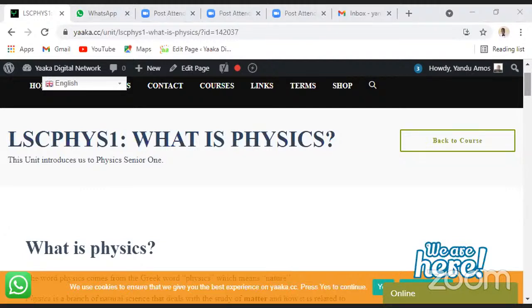The first unit of this lower secondary curriculum physics senior 1 is where you talk about the introduction to physics. And under introduction to physics, you'll be required to, first of all, define what physics is. So as it is said there, this unit introduces you to physics senior 1. When we were having the free lessons, we went on to define physics.